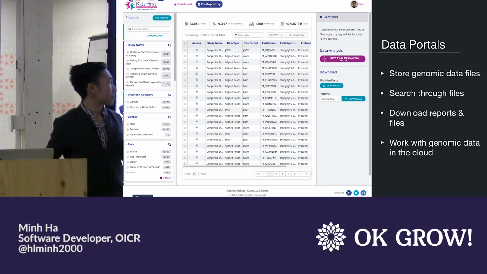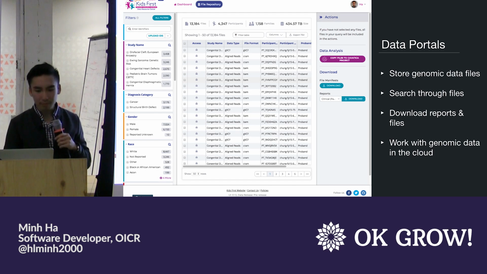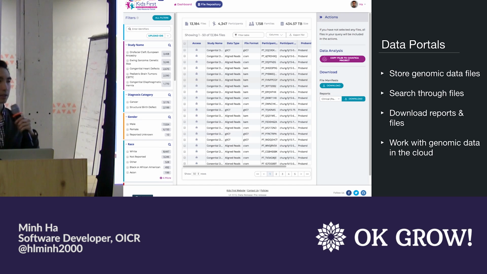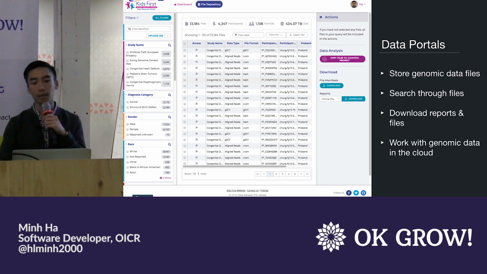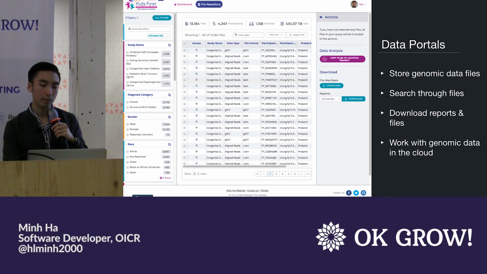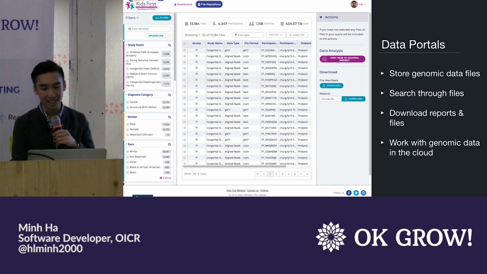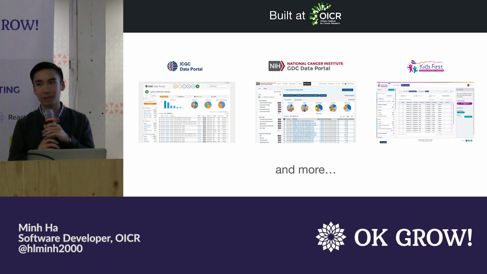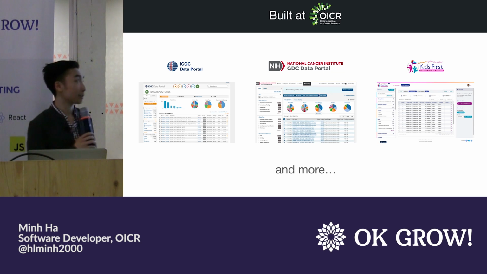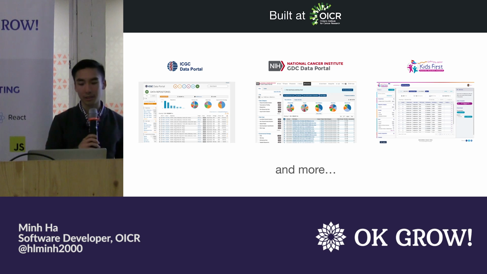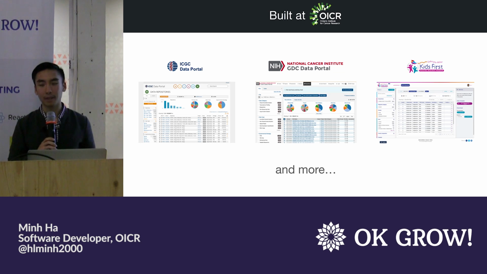The most complex part of this is actually searching through the data. Of course, there are other complex parts as well, but we built and integrated with third-party services to handle all of that. So really, what we built is a glorified faceted search page. These are a few of the portals that we've built so far at the OICR, and a couple more. ICGC was the first, followed by GDC, and then the most recently released, just last week, was the Kids First portal, and more of them.